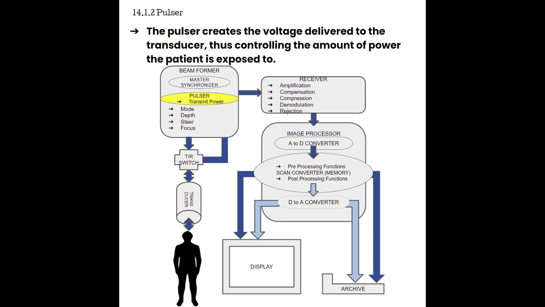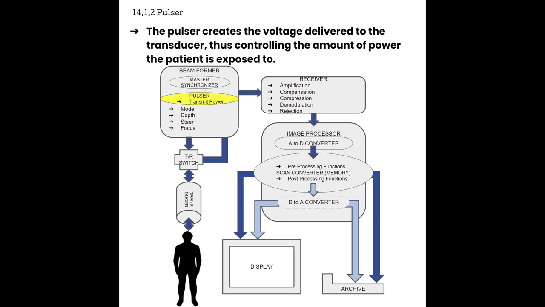The pulsar then responds to what the master synchronizer tells it and creates the voltages to be delivered to the transducer. So the pulsar is responsible for creating the voltages that are dispersed to the transducer during transmission. The pulsar is going to create the voltages delivered to the transducer, thus controlling the amount of power that the patient is exposed to. So if we increase the voltage, it means that we're exposing the patient to more power, which may increase the patient's risk of bioeffects. However, more power usually means that we have an improved image.